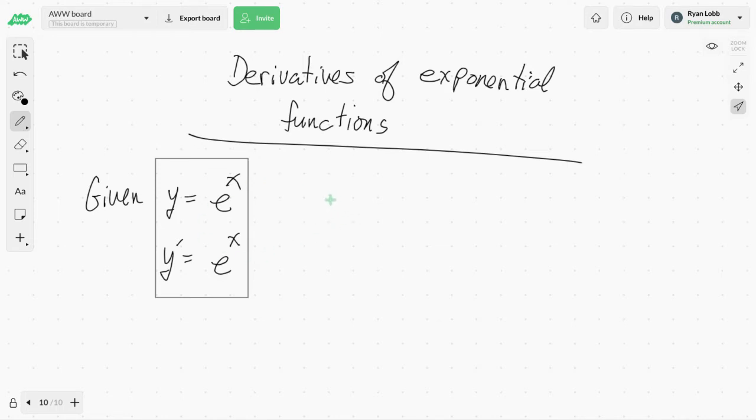More generally, given y equals e to the u, so what is u? u is equal to some function of x, whatever it may be. Now in this case, what's y prime going to be equal to? It's going to be equal to e to the u. So it looks similar, but then times the derivative, u prime.